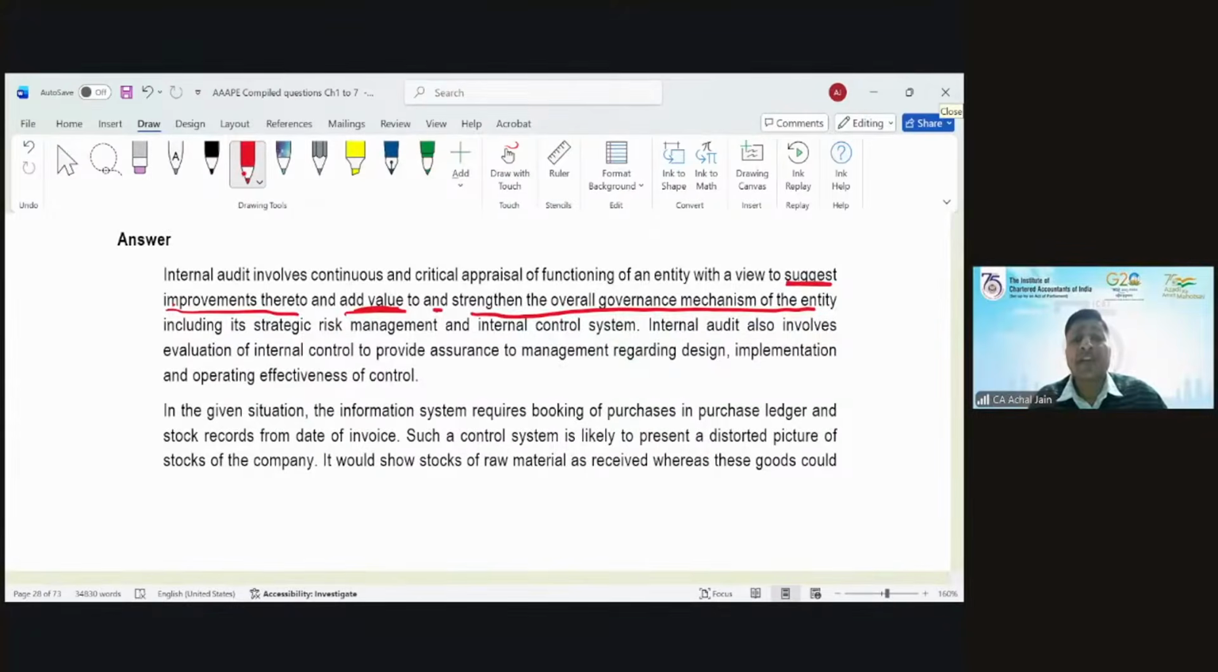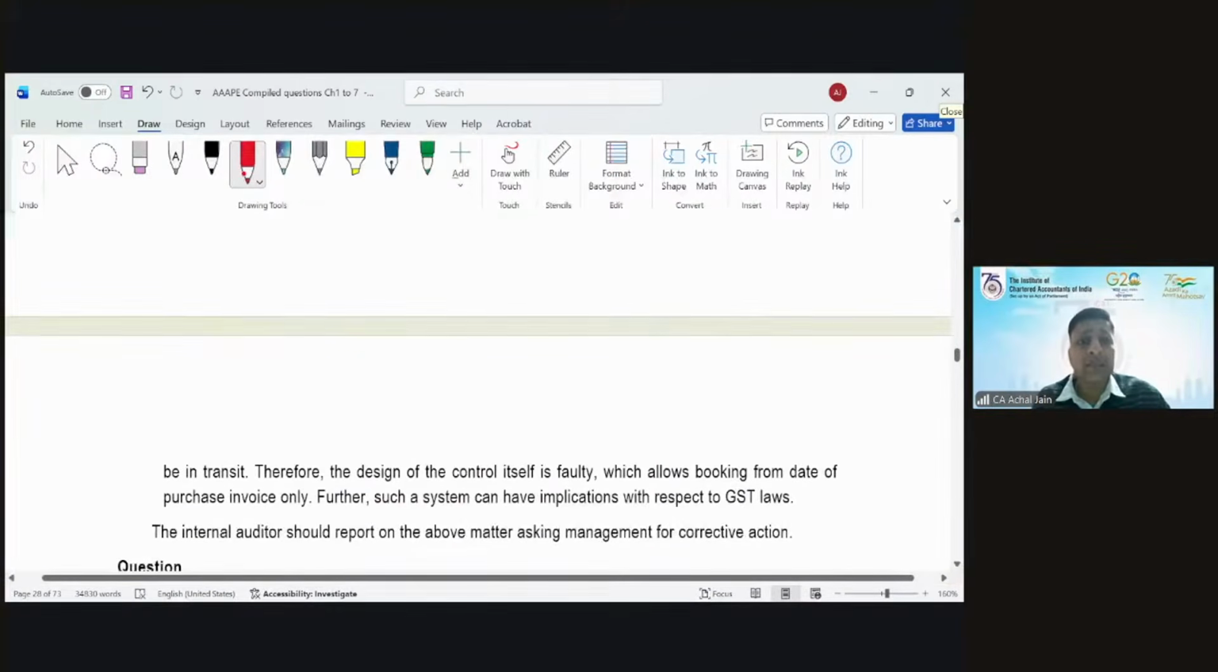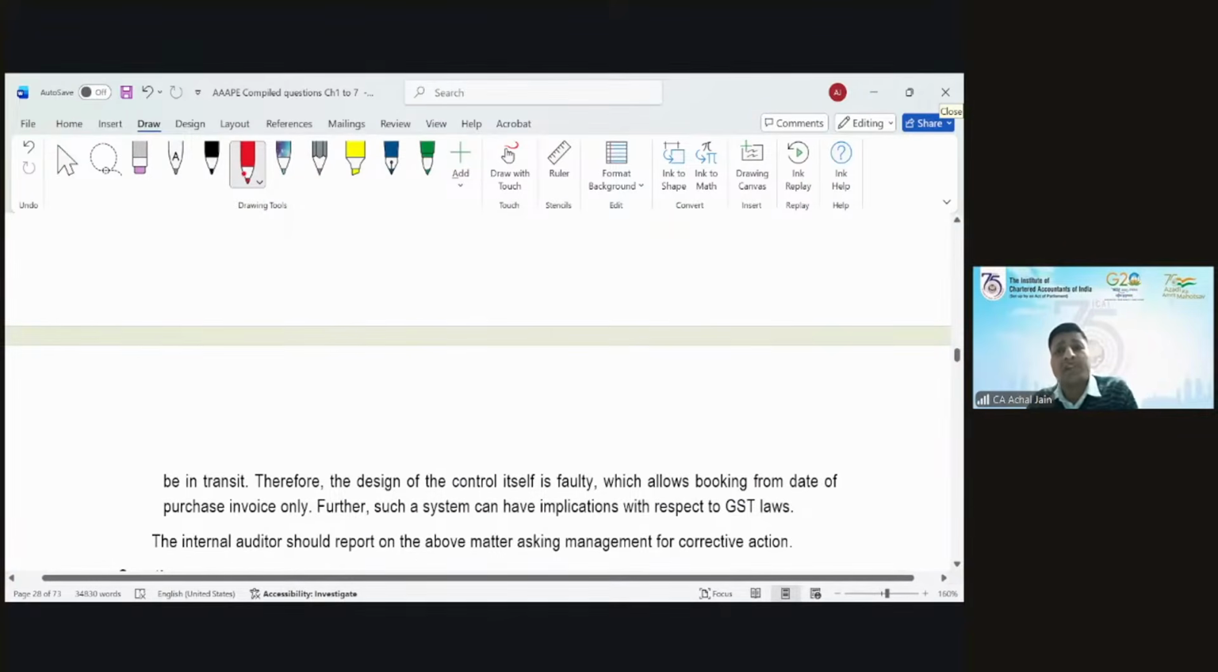Internal audit also involves evaluation of internal control to provide assurance to the management regarding the design, implementation, and operating effectiveness of control. In the given situation, the information system requires booking of purchases in the purchase ledger and the stock records from the date of the invoice. Such a control system is likely to present a distorted picture of the stocks of the company, very clearly, because you receive the material on 25th, but you show it in your records as if it was there on 19th, which is not appropriate. It would show the stocks of raw material as received, whereas these goods could be in transit at that point of time. They may not have been received on that particular date.